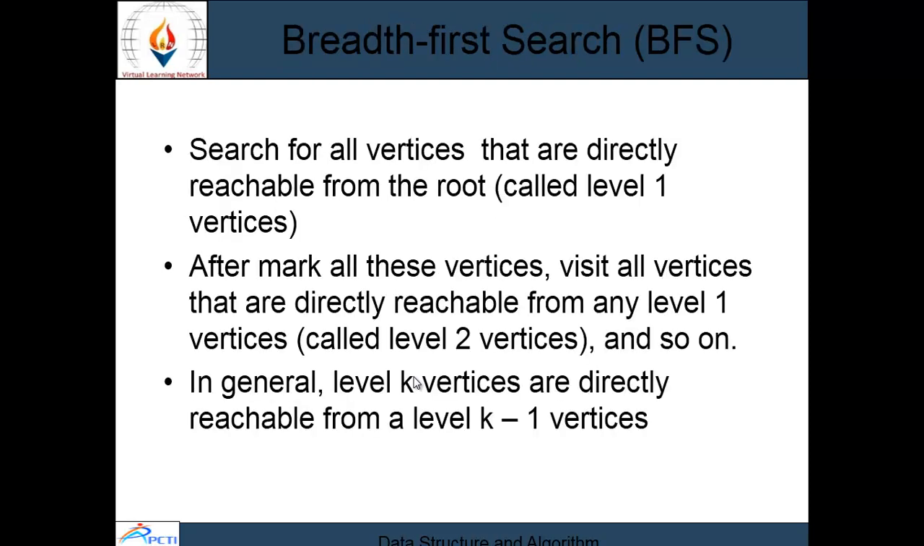Now we will move to BFS, that is breadth first search. In BFS method, the search for all vertices that are directly reachable from root. Means आपने first node से start करा और whenever you start by any node, then we will visit all the adjacent vertices of that particular node. Means search for all the vertices that are directly reachable from the node, and after mark all these vertices, visit all vertices that are directly reachable from any level 1 vertex called level 2 vertices and so on. And in general level k vertices are directly reachable from level k minus 1.